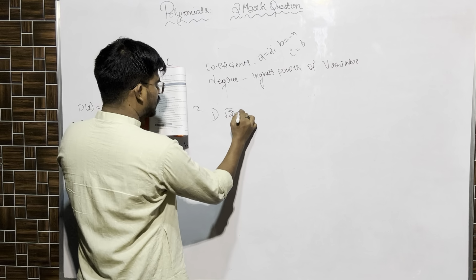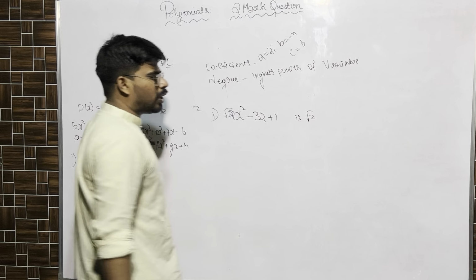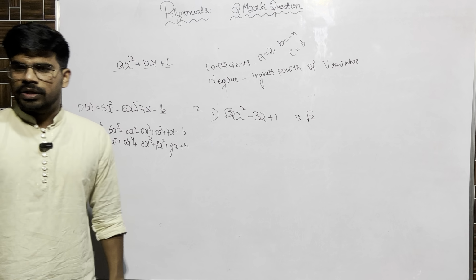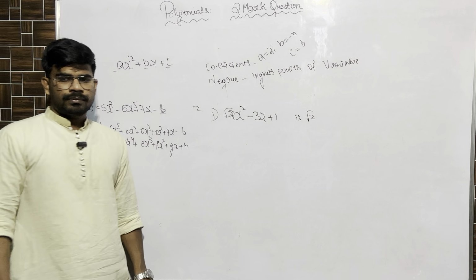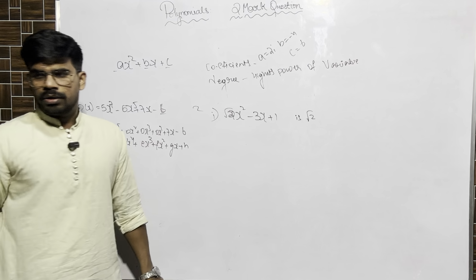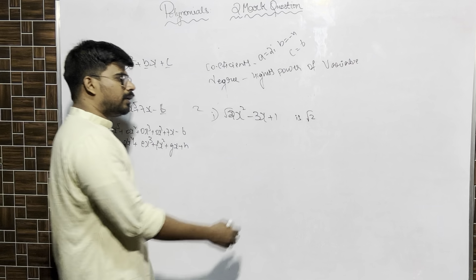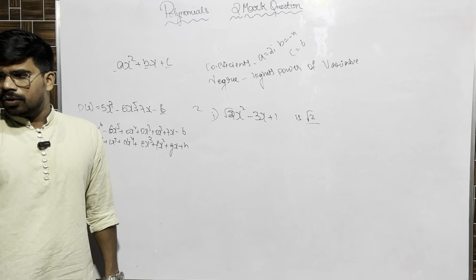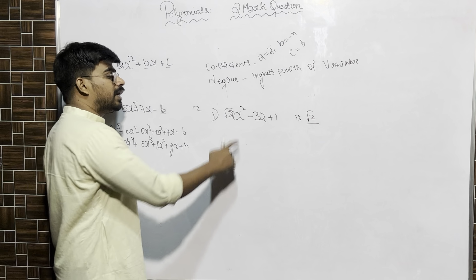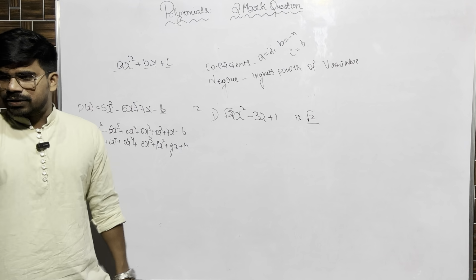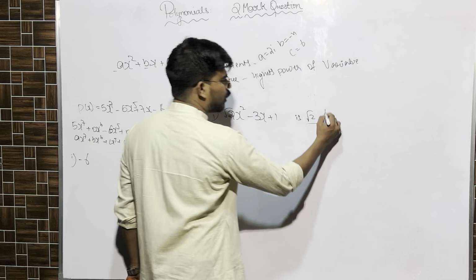Root 2x square minus 3x plus 1 is root 2. He is telling the degree of this polynomial is root 2. Is it true or false? Degree of this polynomial is root 2. Is it correct? False. What is the degree? 2. The highest power of the variable is the degree. He is telling root 2 is the degree. Is that correct? No. Root 2 is not the degree. What is root 2 actually? It is the coefficient of x square. In the question he has mentioned root 2 is the degree of this polynomial, which is wrong. That's why it is false.